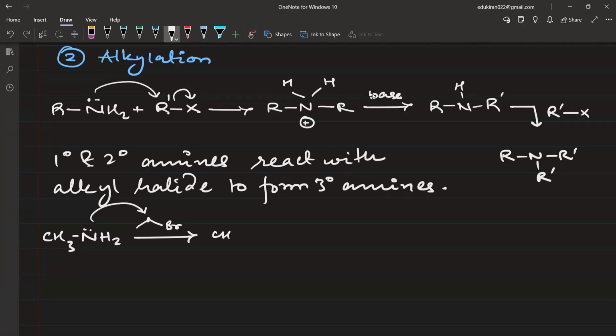और आपको क्या मिल जाएगा? CH3, we will have nitrogen, which has 1 hydrogen and 2 carbon groups like this. So we have got the first product. ये 2 degree हो गया. It will again react with ethyl bromide and we will get CH3, nitrogen, 2 carbon groups here and 2 carbon groups here. This is 3 degree.